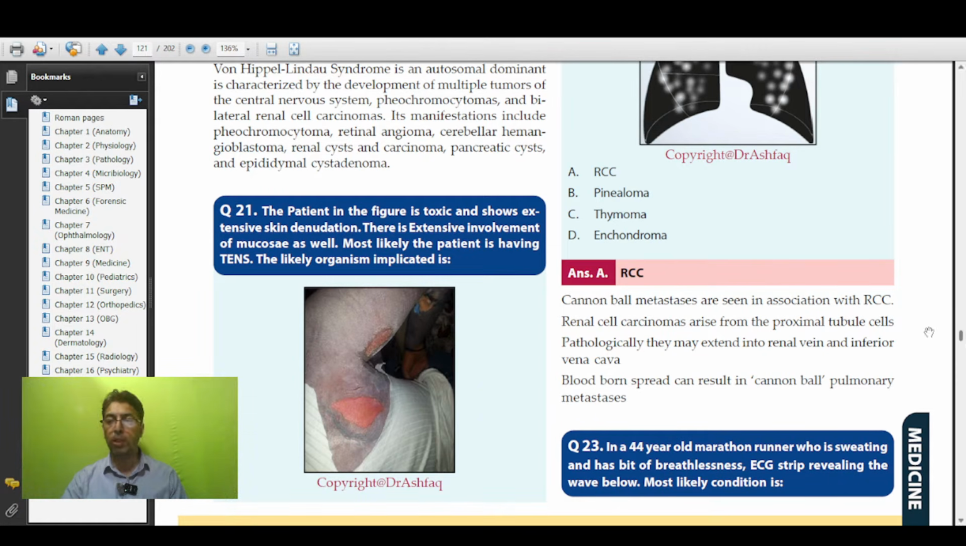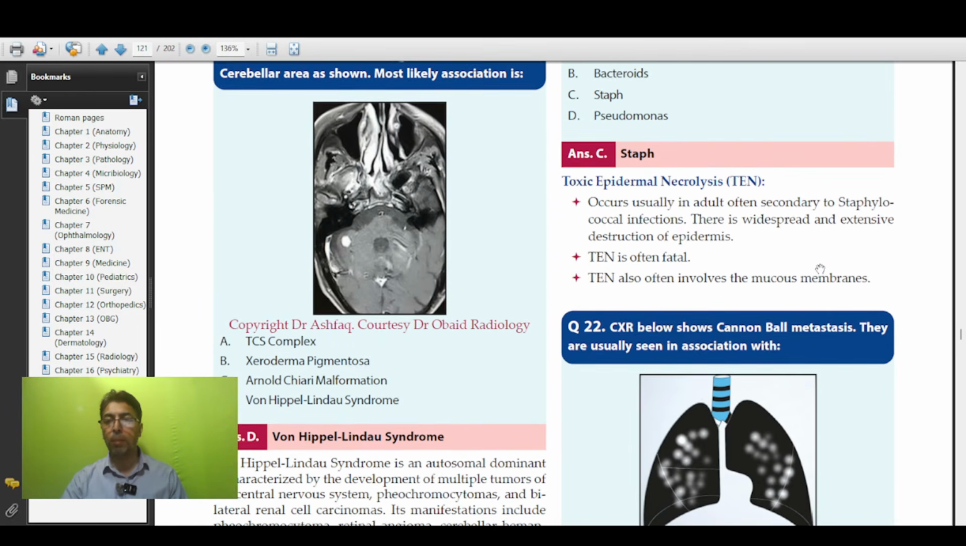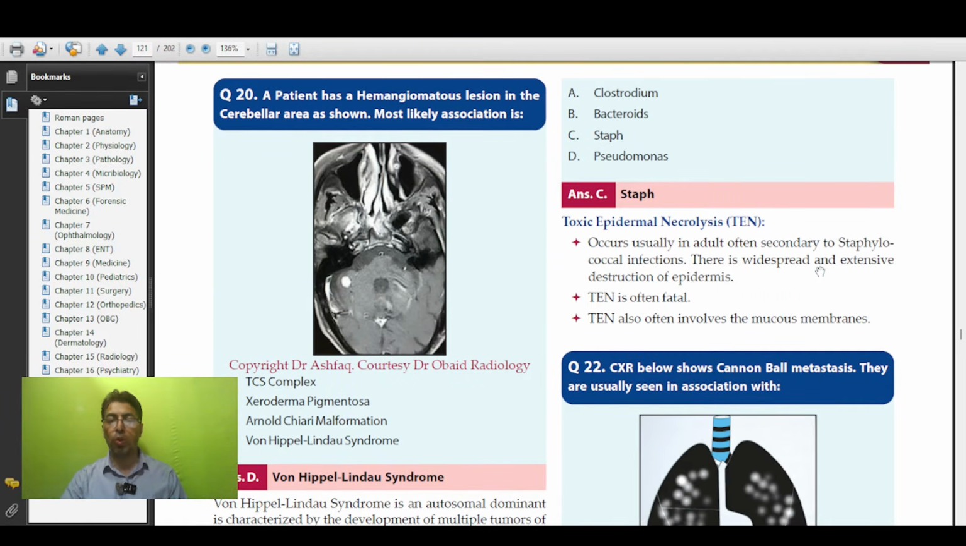Now for TEN, you have to remember some of the abbreviations: toxic epidermal necrolysis. You are well aware of this entity, and you should know already that TEN is usually secondary to staph infections. In fact, Staphylococcus aureus is one of the most important organisms which causes it. Toxic epidermal necrolysis is characterized by extensive, widespread destruction of the epidermis of the skin, and it can usually be fatal.